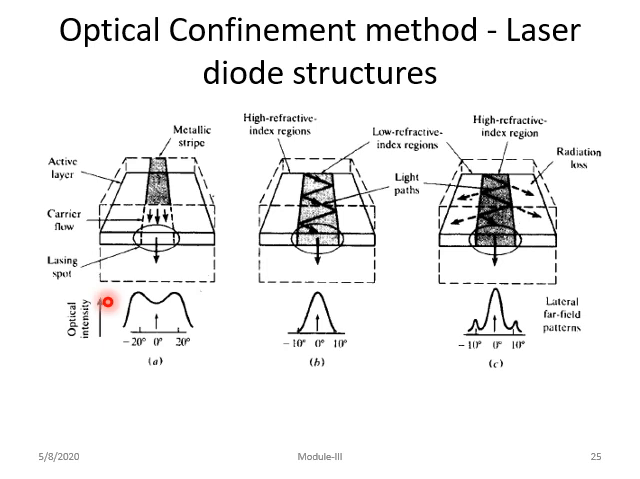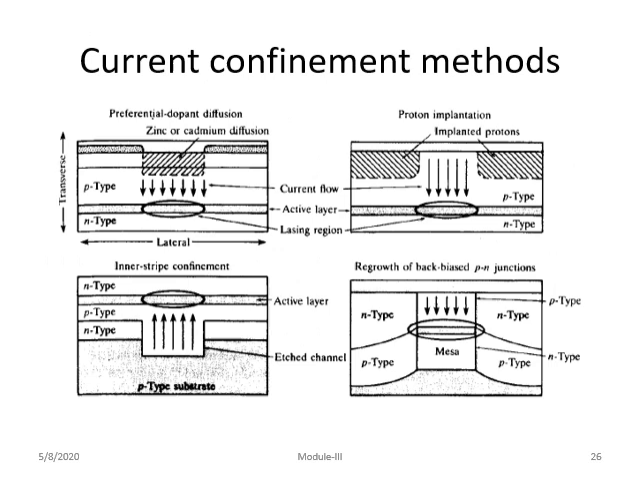The second diagram, B, shows the positive index, and the third diagram shows the negative index waveguide with a lower refractive index. This is a positive index and this is a negative index. In the negative case light moves away from the active area, while in the positive case light stays within the active area. This is gain-induced index, where the gain is quite high with respect to the signal. So this is the confinement layer, and these are the current confinement methods used in the laser diode.